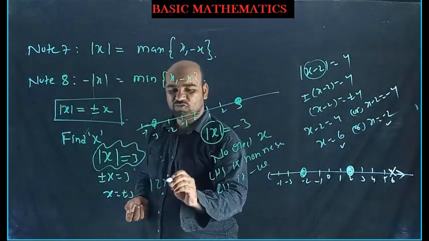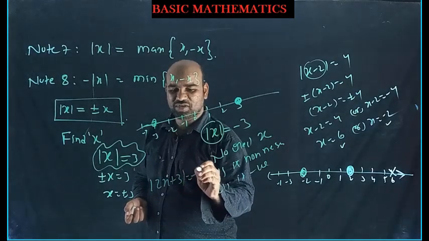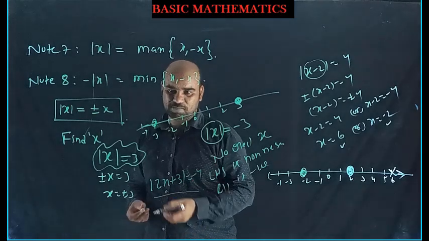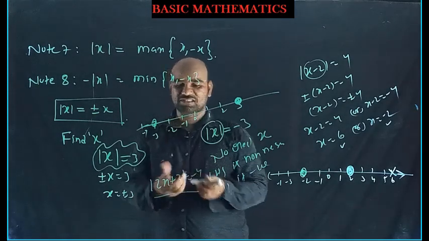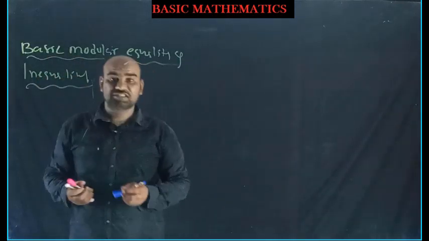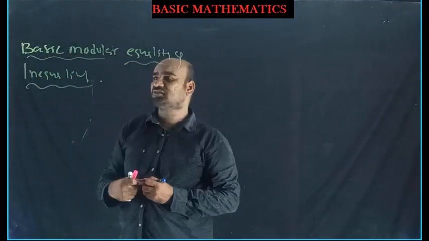Similarly, modulus of 2x plus 3 equal to minus 4. There is no x which satisfies this equation. The reason is LHS is non-negative, RHS is negative. Yeah, this is important, students.